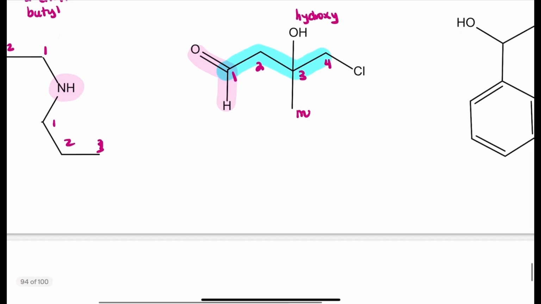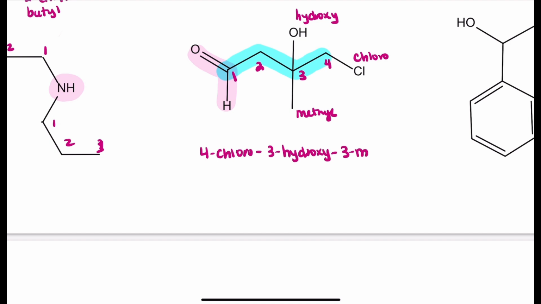I've got a methyl group here at the 3rd carbon. I've got a chloro group here at the 4th carbon, and a hydroxy group also at the 3rd carbon. So alphabetically, 4 chloro, 3 hydroxy, 3 methyl. Let's see, 4 carbons overall is but, butan, and al for that aldehyde.